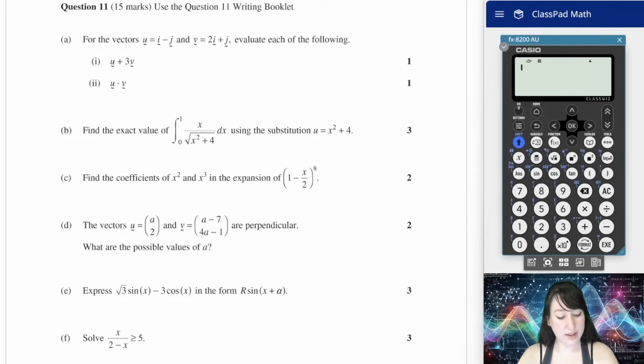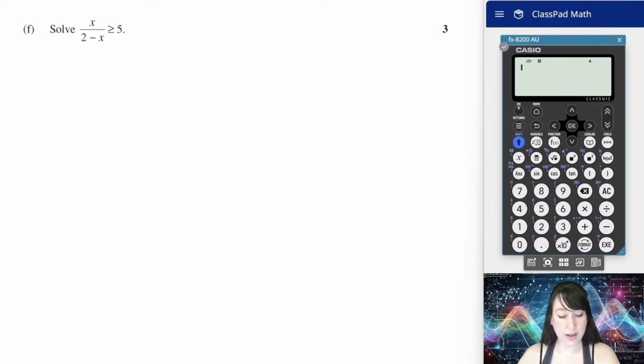Question 11F. Solve x over 2 minus x is greater than or equal to 5. Okay, the most common technique I see taken for these kinds of questions is to multiply both sides of the inequality by 2 minus x squared. We'll also note for ourselves, just in case, that x cannot equal 2. The reason we multiply by 2 minus x squared is while 2 minus x could be negative, 2 minus x squared has to be positive, so we're safe in the direction of the inequality remaining the same.